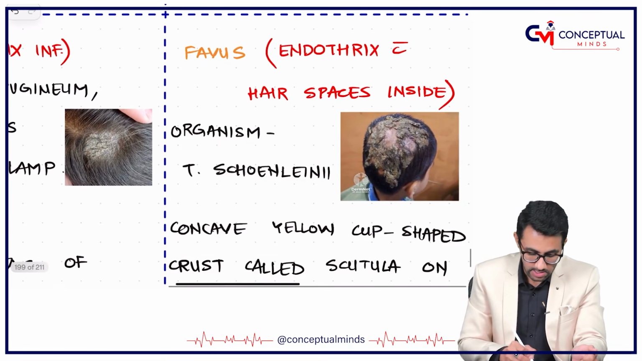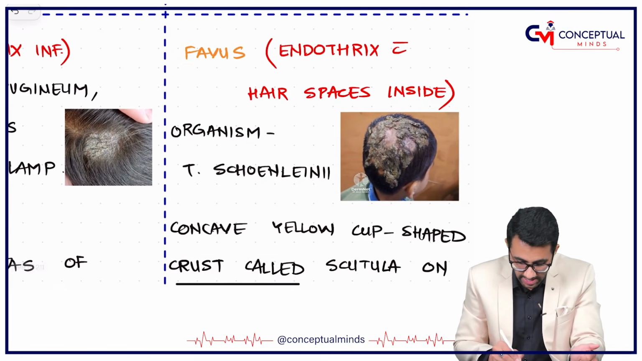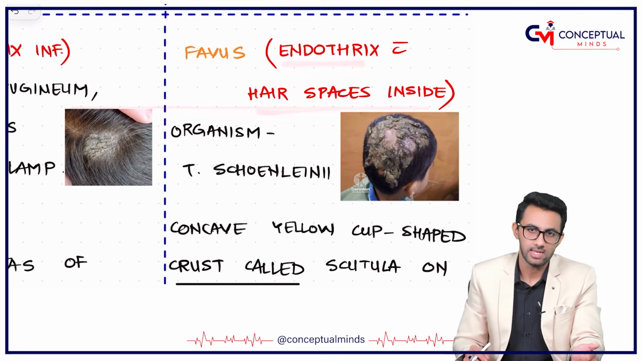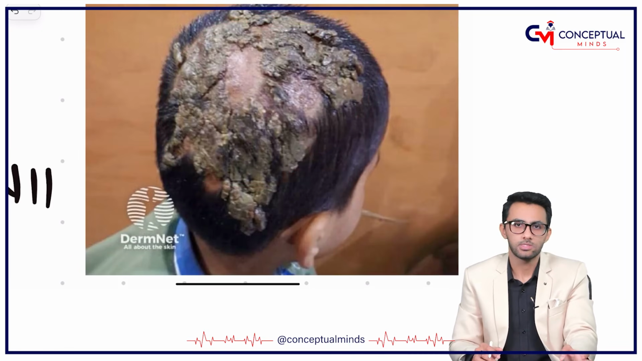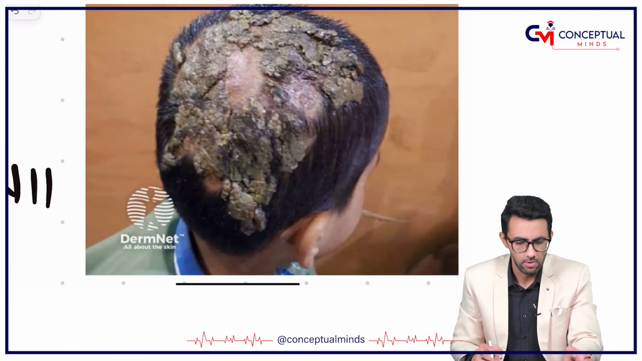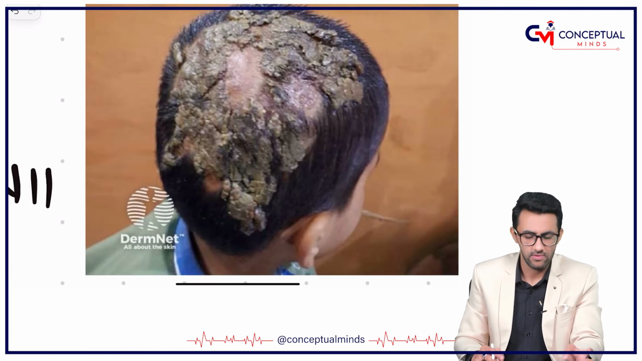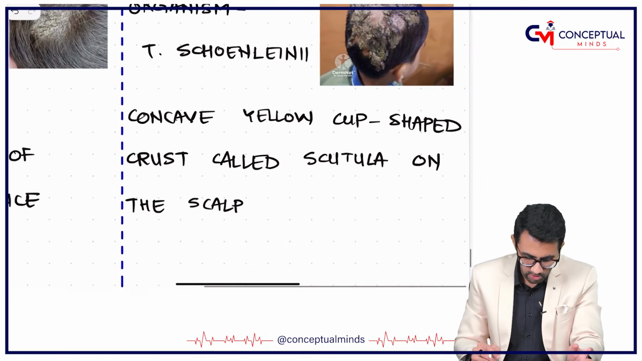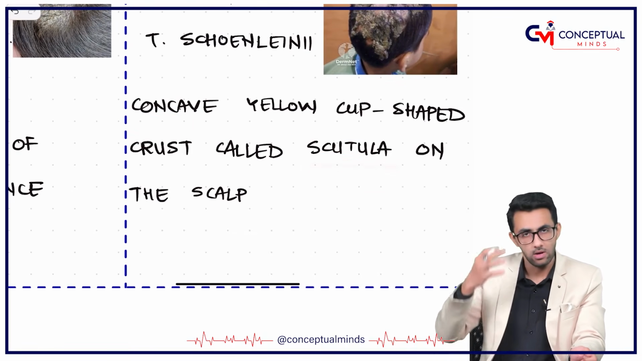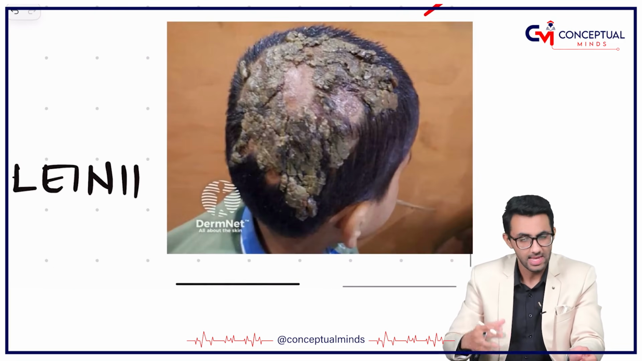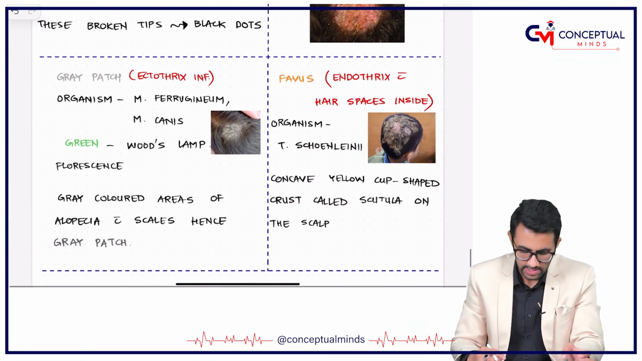Next up is favus, right? Favus is endothrix with air spaces inside them. Okay, you see this Trichophyton schoenleinii. Yes, you see this. All right. This is a very popular image, right? We see it common everywhere. Okay, fine. So over here, what we have is concave yellow cup-shaped crusts called scutula, right, on the scalp. You can see almost just like a cap. Okay, that is what we already discussed about these things.